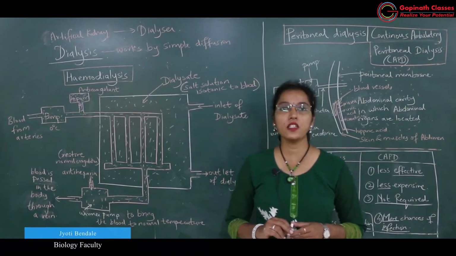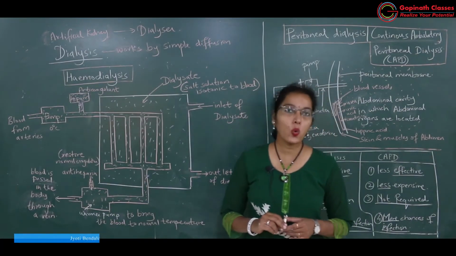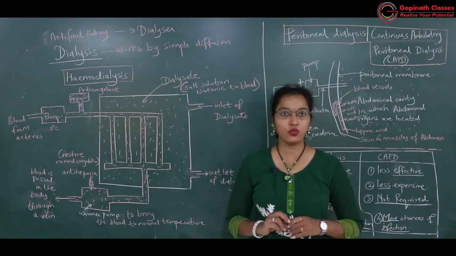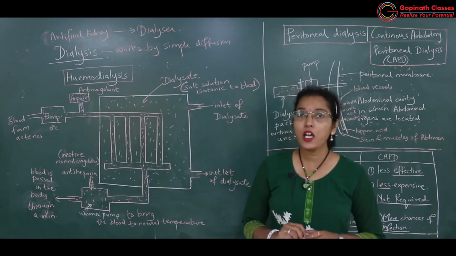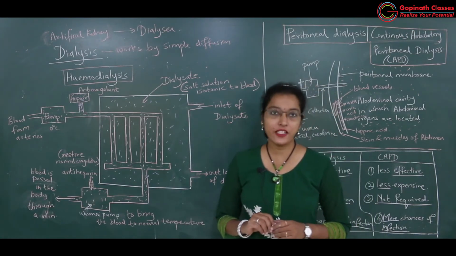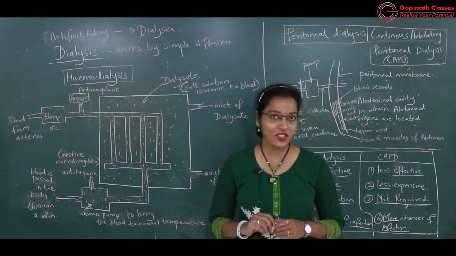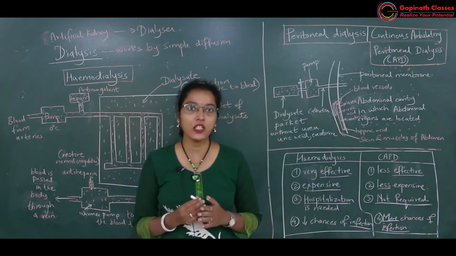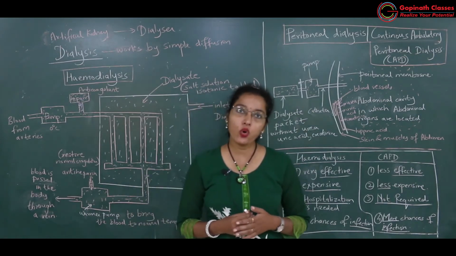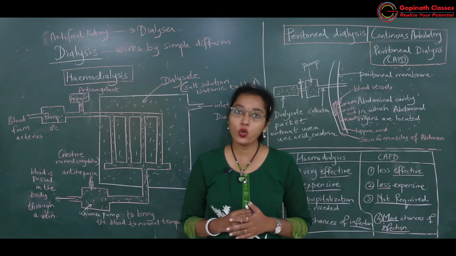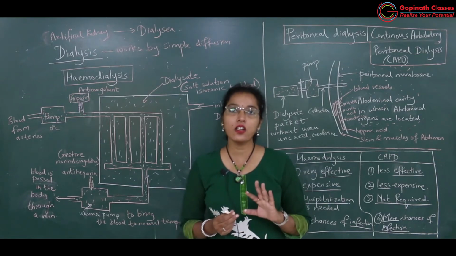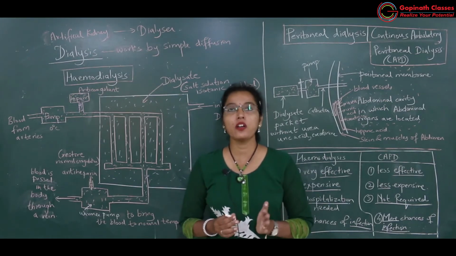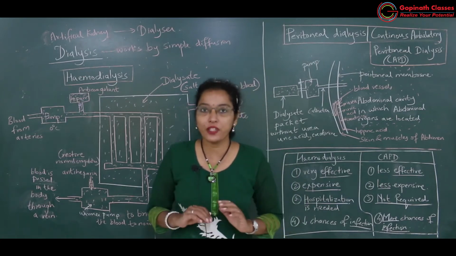Hello students, in the last session we have studied what is kidney failure and different types of kidney failure. Now we will study what is dialysis and what this dialysis is done for. When we discussed the difference between acute kidney injury and chronic kidney injury, I told you that dialysis is needed for resuming the functions of the kidney.